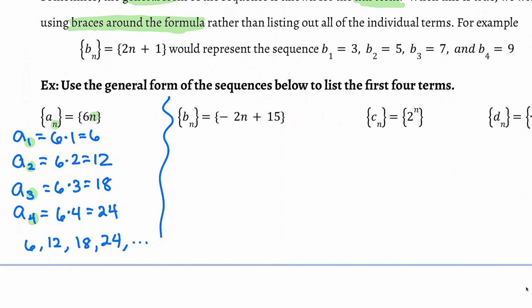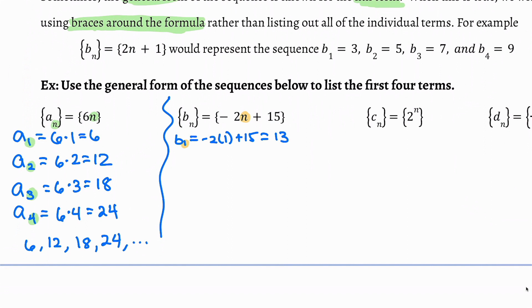All right, let's do the same thing, but this time for my B sequence. I want the first 4 terms. So my first term, anywhere I see an n, I'm going to replace it with the number 1. Well, right there it says negative 2 times n. So I'm going to write negative 2 times 1 plus 15. Negative 2 times 1 is negative 2 plus 15. That gives me a positive 13. So I know my first term is 13.